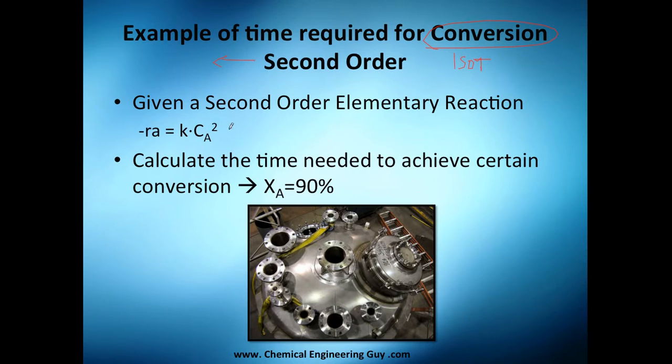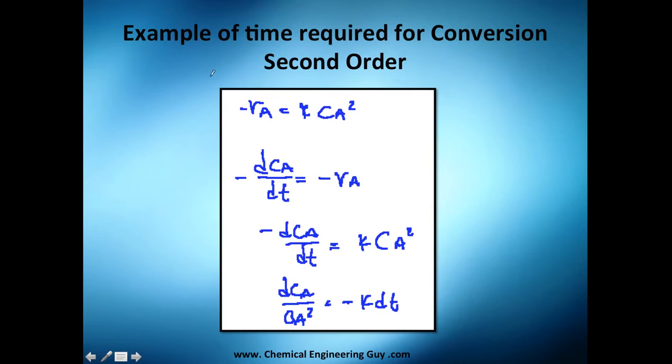So, given this rate of reaction here, look at this to the second power, calculate the time needed to achieve a certain conversion. Essentially not only a certain conversion, but 90%. So, let's do it. The only thing that changes is the actual rate of reaction here. We have it to the second power, because this is our design equation. It applies for every batch.